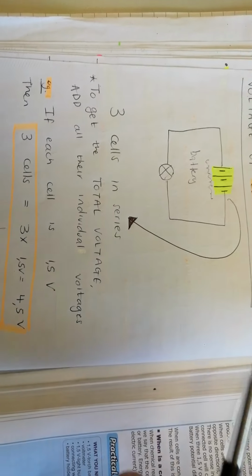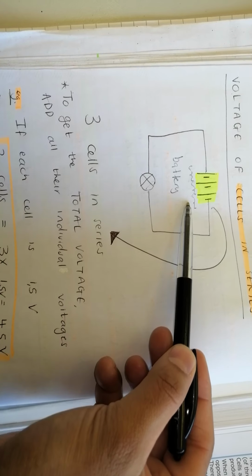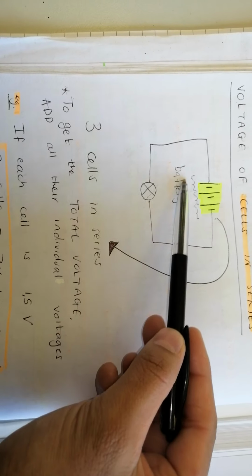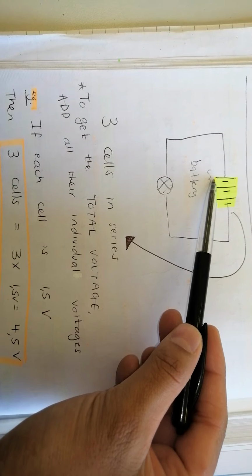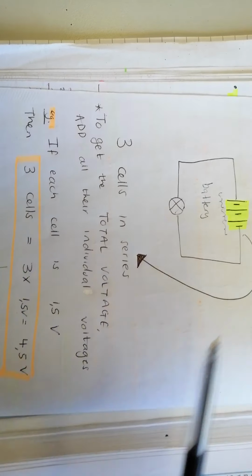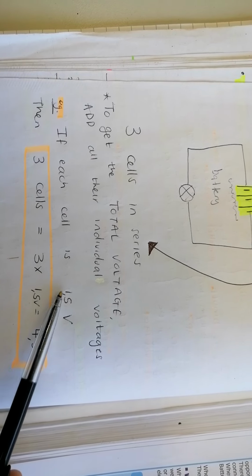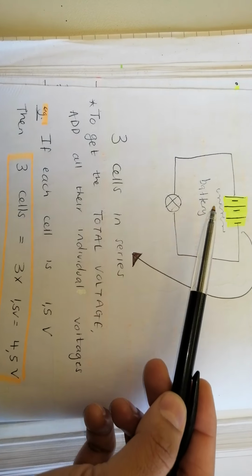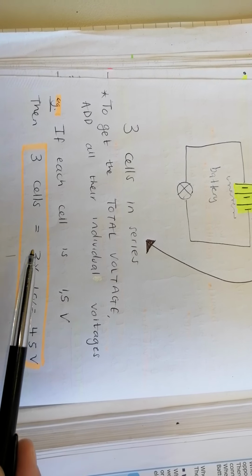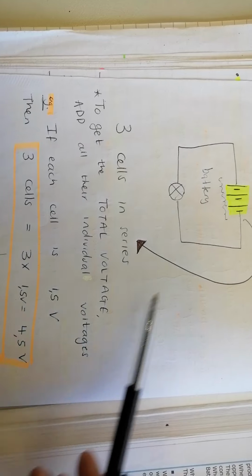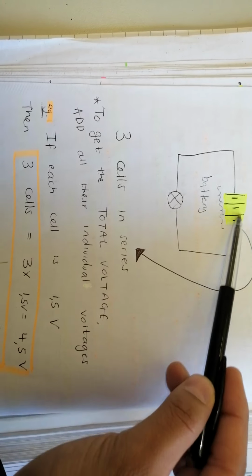So one more time. If you have cells in series and you want to get their total voltage, you just have to multiply how many cells there are by the voltage of each one. So if each one of them is 1.5 volts and there's 3 cells, you're going to say 1.5 times 3, which will give you a total of 4.5 volts for this battery here.